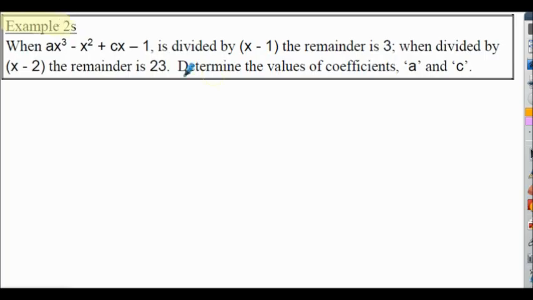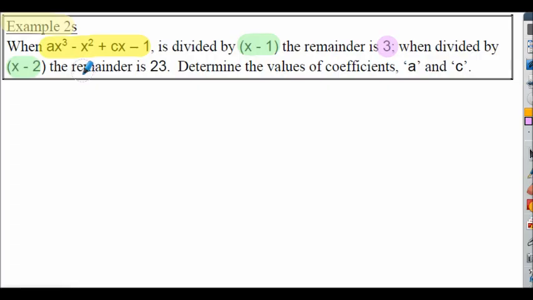Example 2's, given a dividend here of ax cubed minus x squared plus cx minus 1. Initially we divide it by x minus 1, the divisor, and we're informed the remainder is 3. And if we divide the same dividend by x minus 2, the remainder is 23. In this case we've got to determine the coefficients a and c. So again we're going to generate two equations as in example 1 and solve them using simultaneous equations. It's just that the simultaneous equation approach is slightly more complicated in this particular instance.